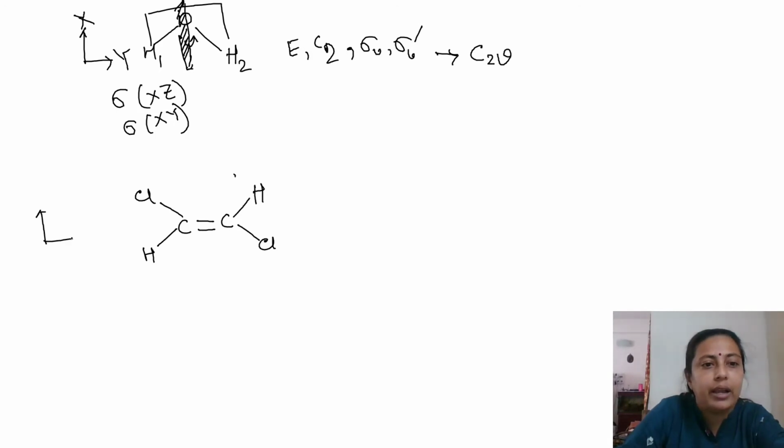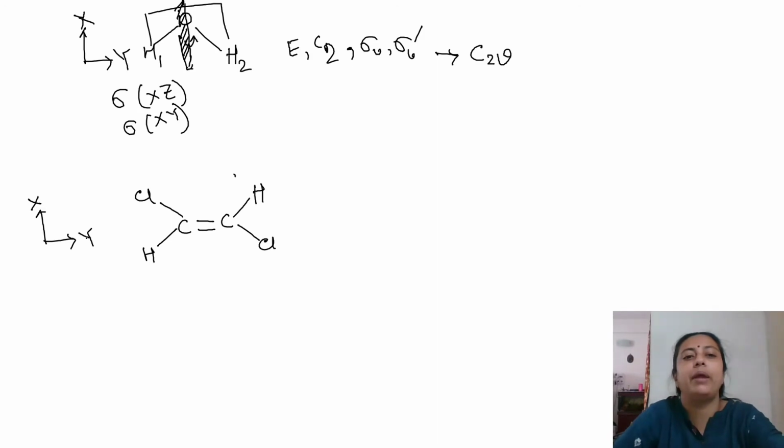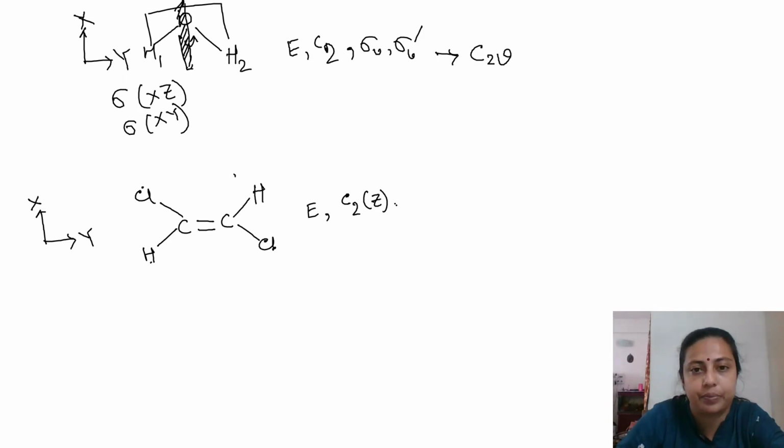Here again, dichloroethylene, let the molecular plane be the XY plane. Now if you look here, there is a C2 axis which is along the Z axis, through which if you rotate the molecule, this chlorine will come over here and this hydrogen will go over there. So it is having a C2 along the Z axis.